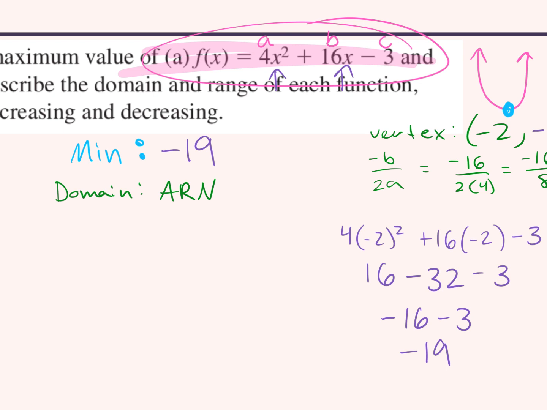Now let's find our range. Our range is y. It's either greater than or equal to or less than or equal to whatever our k is, which is negative 19. How do we know that it's greater than? Because our graph is pointing up. It's pointing up to positive numbers, so y is going to be greater than or equal to negative 19.